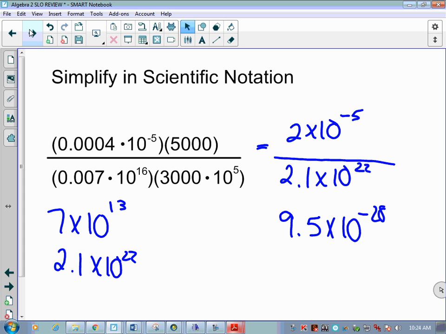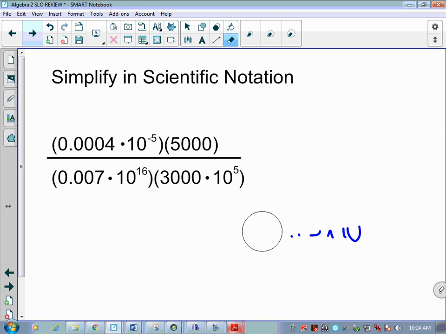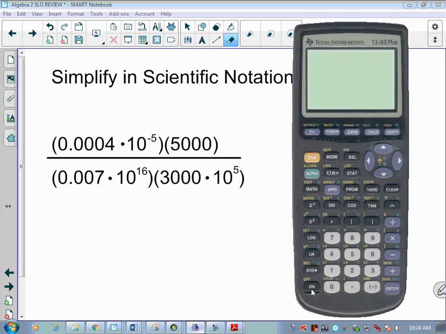Scientific notation. How many of you feel like you probably missed this one? I probably didn't do a great job of explaining how to get there. So we have 0.0004 times 10 to the negative fifth, and then we have 5,000. We could go through a bunch of stuff here, but I want to show you how we can make sure that our answer is correct. Everybody tomorrow should have a calculator, right? Let's do it this way.